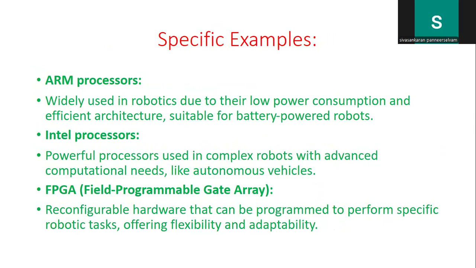Here are some typical examples of various types of microprocessor. The first one is the ARM type microprocessor. It is widely used in robotics due to the low power consumption and efficient architecture, normally suitable for battery operated robots. Intel processor. It is one of the powerful processors used in complex robots with advanced computational needs, say autonomous vehicle. Field programmable gate array. It is a reconfigurable hardware system that can be programmed to perform specific job operations.